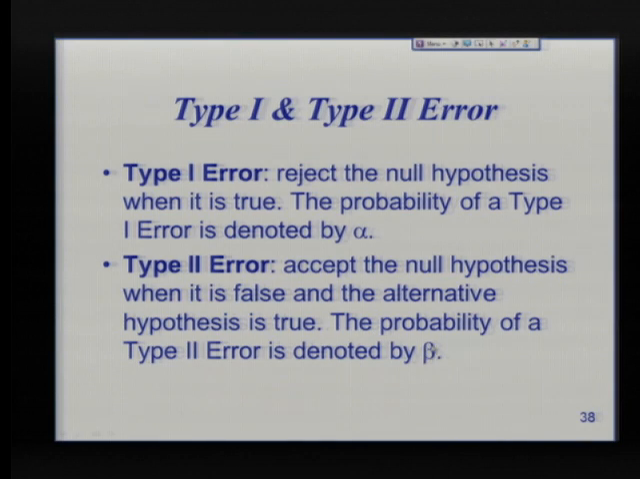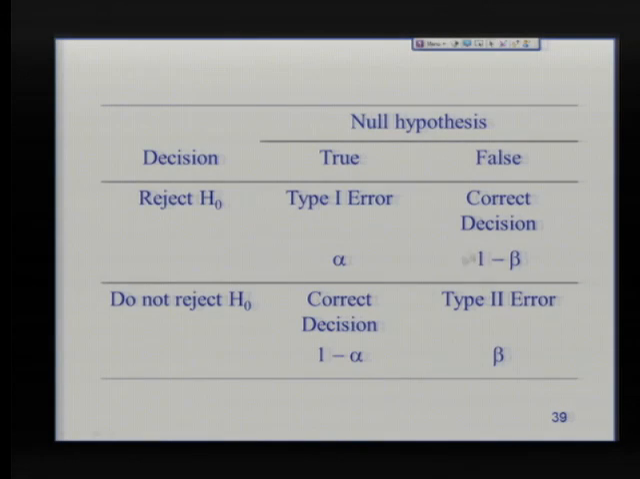In fact, beta is the probability of committing a type 2 error, right? 1 minus beta, we call it the power of a test. That also is a number to help us understand how sensitive our test is in detecting a difference. If the power of a test is high, that means your test is more likely to detect a difference. So that's how we define the power of a test.